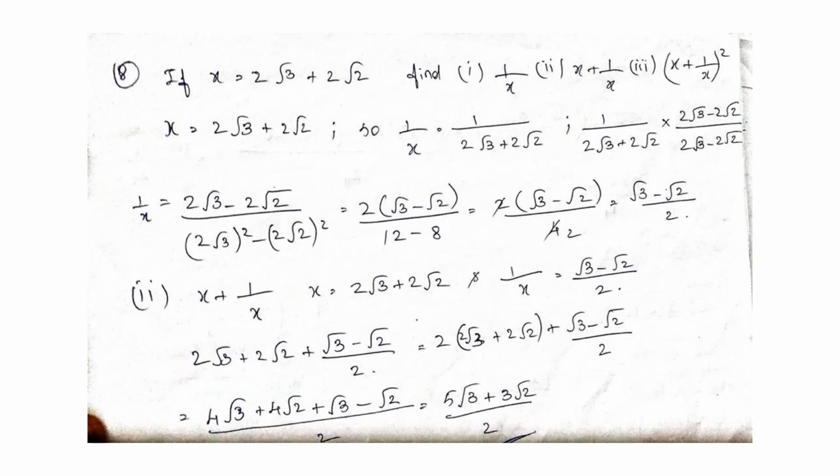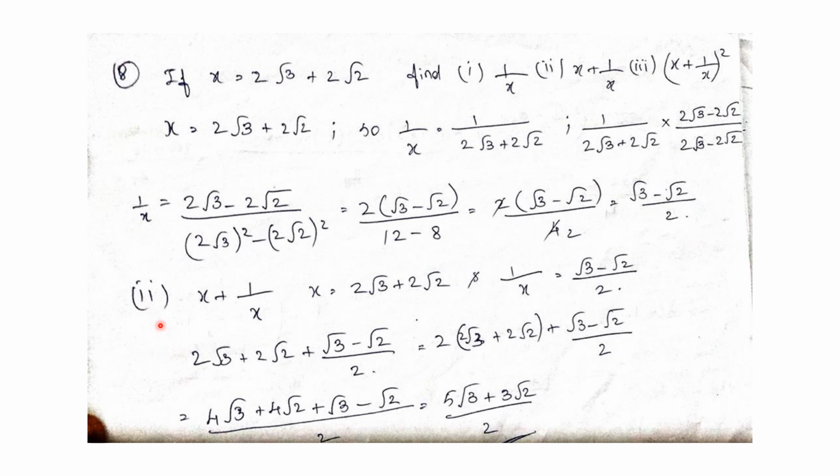Then eighth sum. If x is equal to 2 root 3 plus 2 root 2, find 1 by x, then x plus 1 by x, then x plus 1 by x the whole square. Okay, they have given 2 root 3 plus 2 root 2. So 1 by x is nothing but 1 by 2 root 3 plus 2 root 2. But here we need to rationalize that one. So we need to multiply both the numerator and denominator with 2 root 3 minus 2 root 2 by 2 root 3 minus 2 root 2. So the answer will be root 3 minus root 2 by 2.